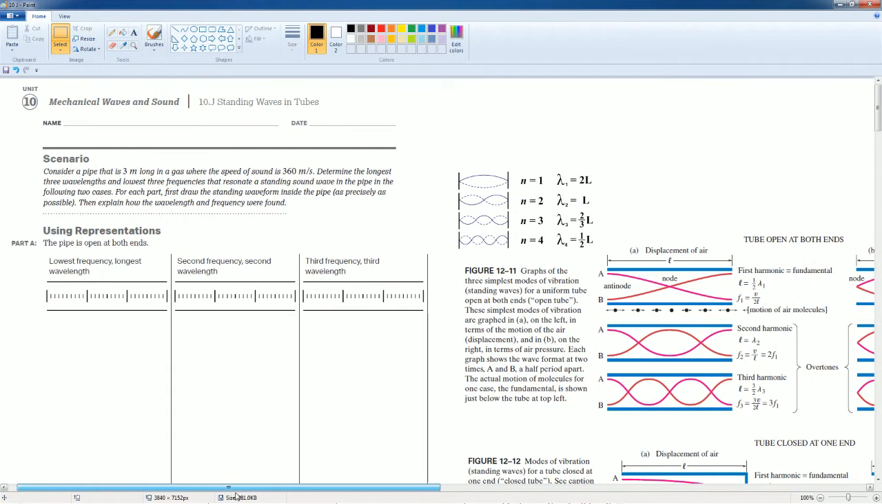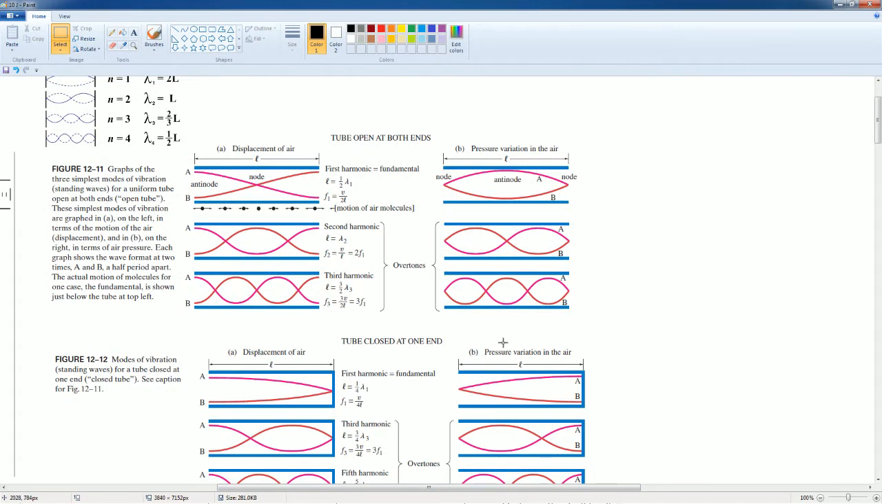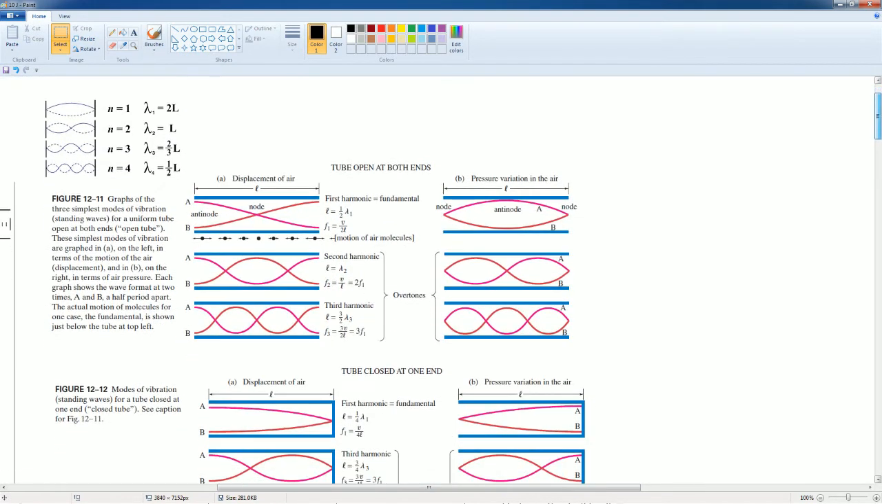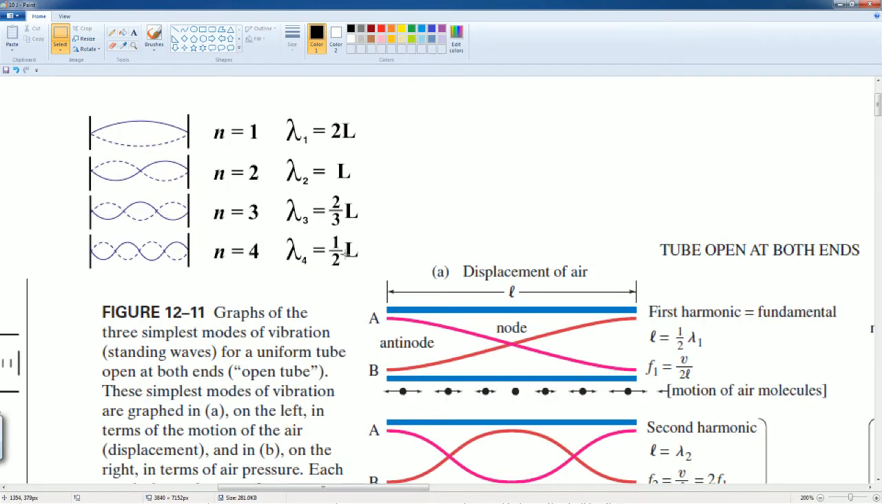Okay. So here are the notes for it. Let's take a look at the notes really quick. So this is for an open tube at both ends.